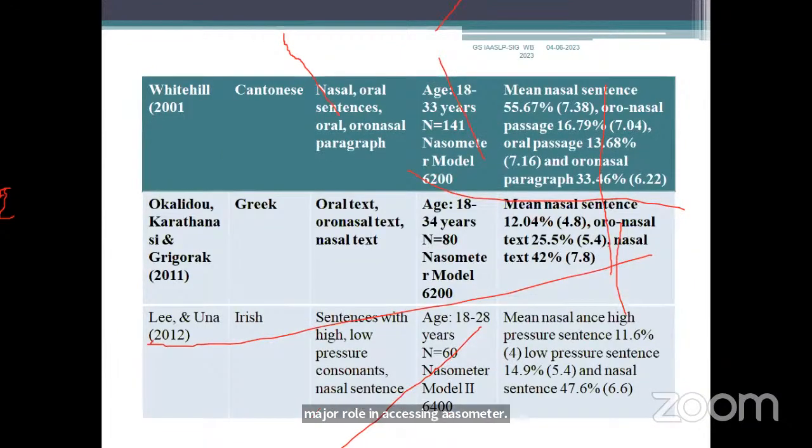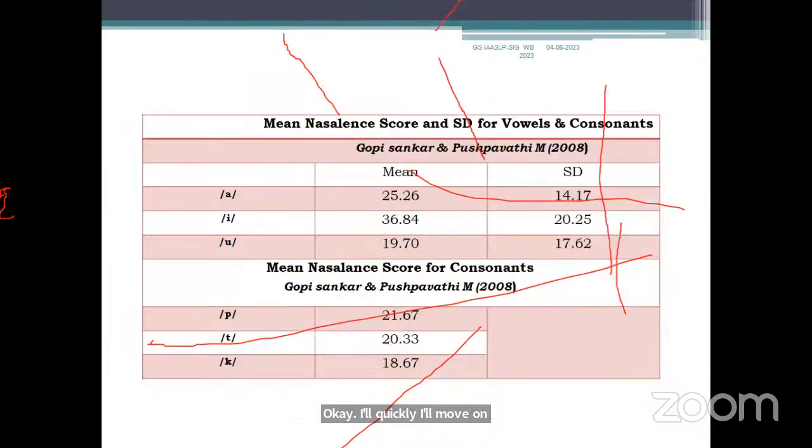I'll move on to the Indian normatives, what we have. This is all the Indian norms which are available for vowels, and for consonants what we have. If you see the consonant and vowel scores in Western normatives and Indian normatives, they are always on a higher side, because there is a lot of cultural variation and phonetic variation in our languages.